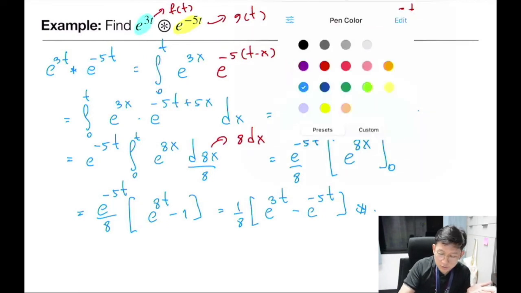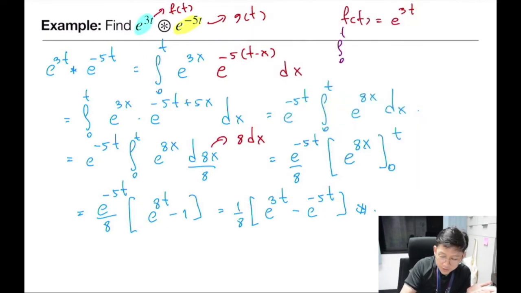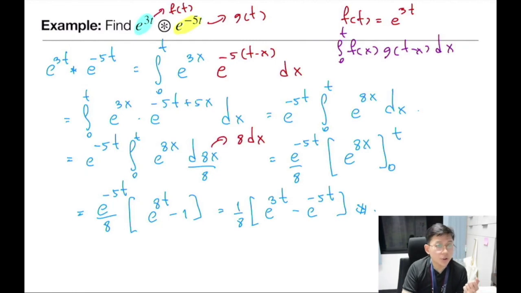If you don't remember, it's the integral from 0 to t of f(x) g(t minus x) dx. So f(t) is e to the 3t, so f(x) would be e to the 3x, right? And then g(t) is e to the minus 5t, so g(t minus x) would be e to the minus 5(t minus x).